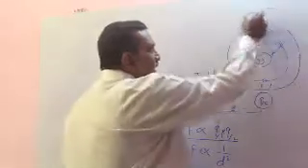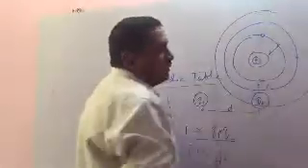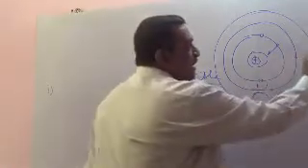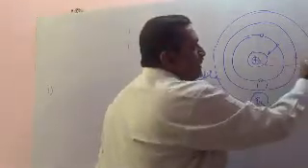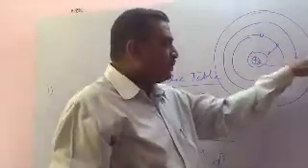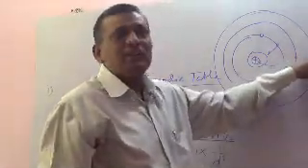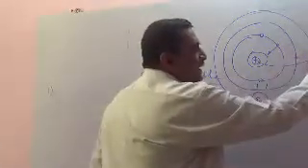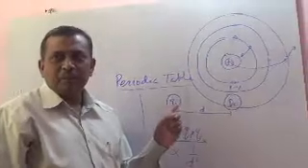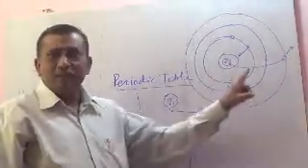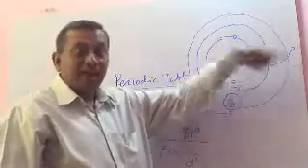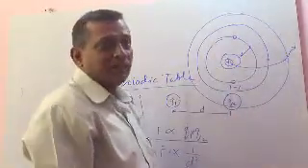As the number of shells increases, what will happen? The atomic size increases. So here the force of attraction between the nucleus and this electron decreases very rapidly. So this electron is very loosely bound. So its tendency to go out is very high. So electropositivity increases. As the electropositivity increases, metallic character also increases.